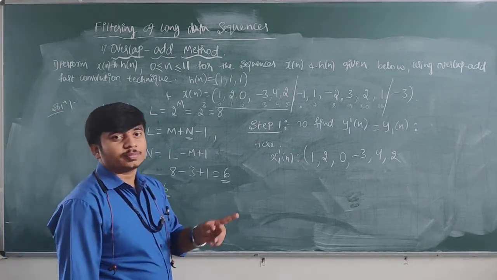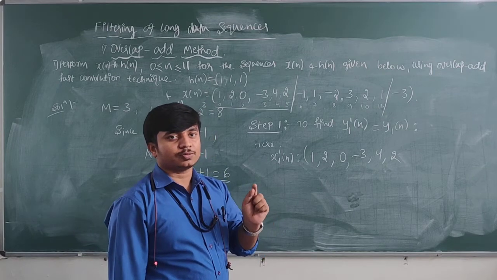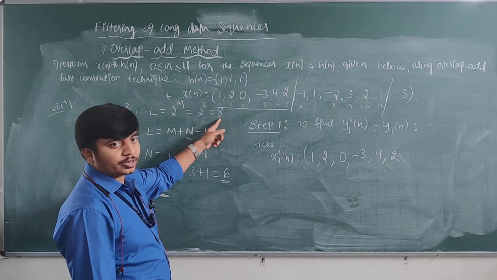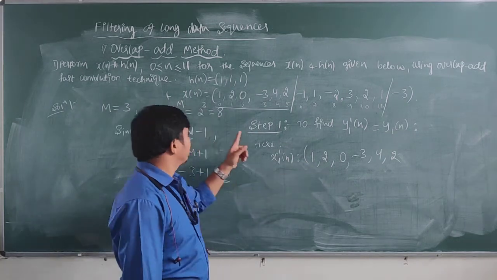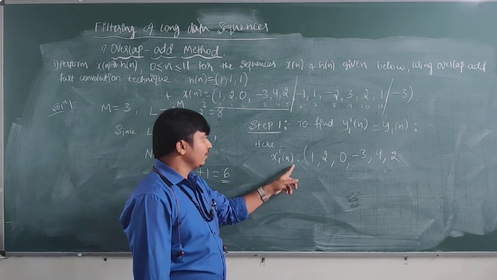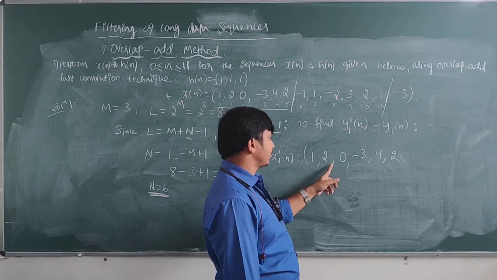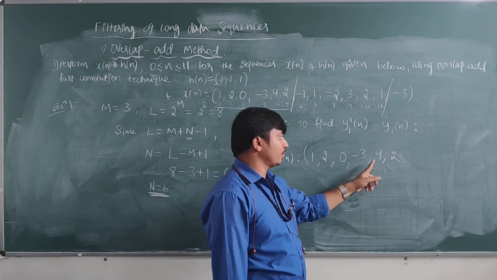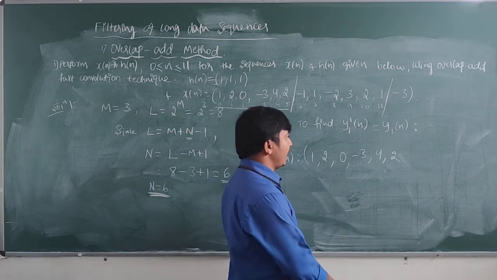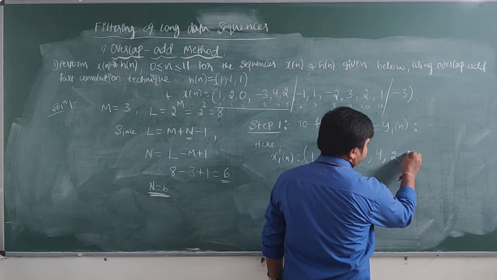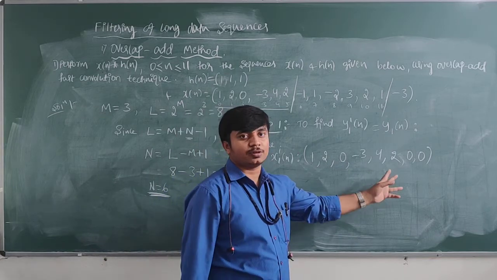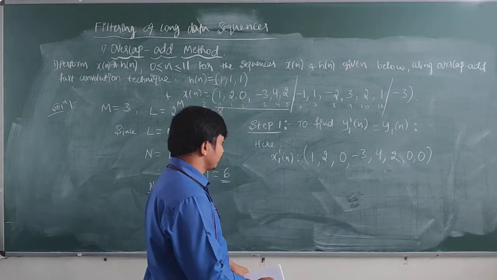But to perform the convolution, what should the length be? It should be L, which is equal to 8. So this block length should be equal to L, which is 8. But here I have only 6 samples: 1, 2, 3, 4, 5, 6. So to make the length equal to 8, I need to add the remaining 2 values as zeros. So now the length is equal to L.